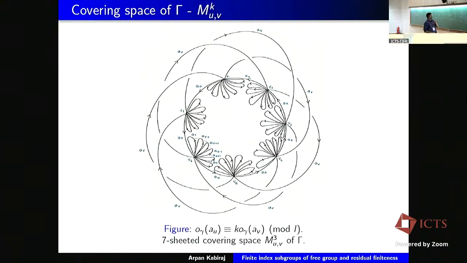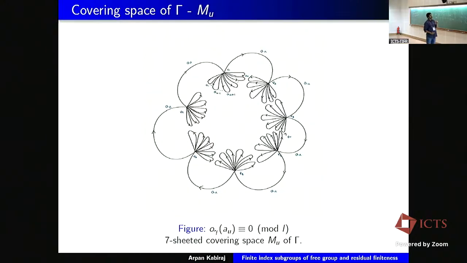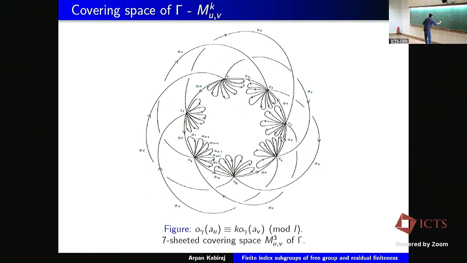This is pretty much the same thing here. The thing I'm doing now is, let me just focus the picture here. Let's say I take 2 of them, one is AU, one is AV, and now I'm focusing on these 2.